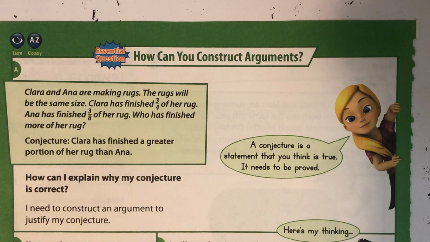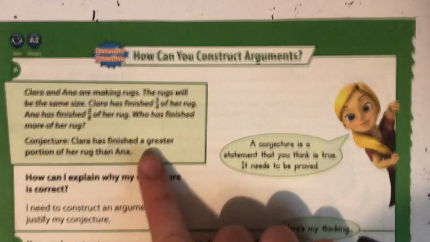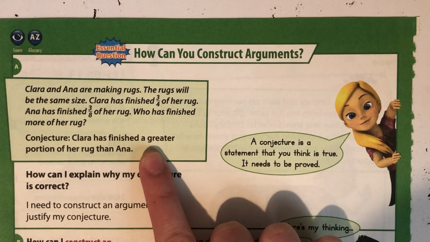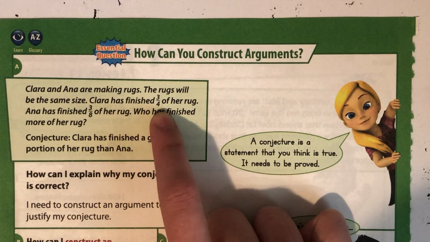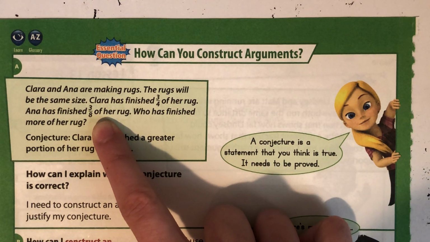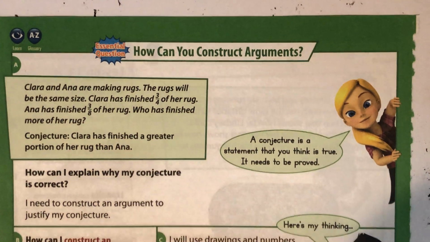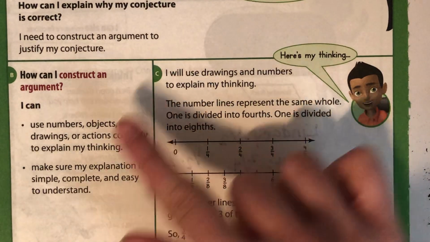Okay? So how can I explain why my conjecture is correct? I need to justify my argument and justify my conjecture. A conjecture is a statement that you think is true. It needs to be proved. Here, their conjecture is that Clara has finished 3/4, which means she's finished a greater amount of her rug than Anna. Okay? How can I construct an argument?